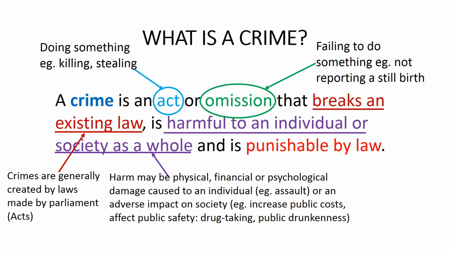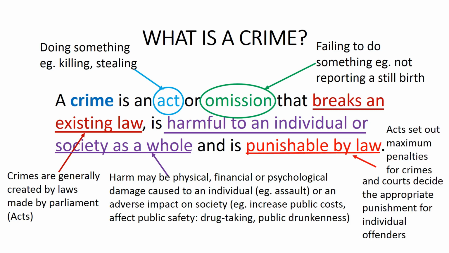Finally, a crime is an act or omission that is punishable by law. For this purpose, a law, such as the Crimes Act, which creates a crime, will generally set out the maximum punishment that can be imposed for that crime. It is then for the courts to decide the punishment that should be imposed in a particular case.